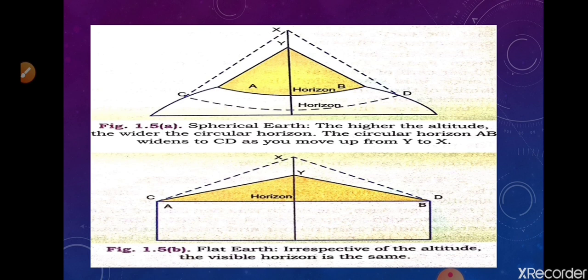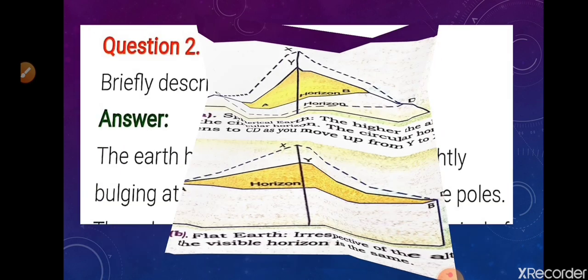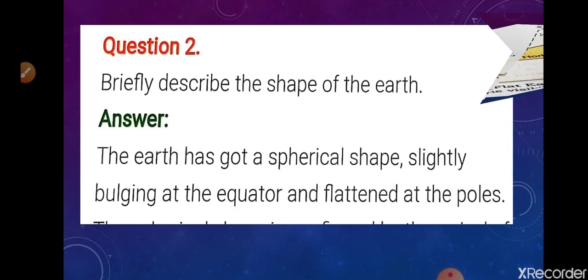The first answer you can write with the help of figure number 2 which is given in your book. I want to mention once again that in this answer there is no need to mention the figure, you only have to explain the facts. Now I am moving towards question number 2. Briefly describe the shape of the earth. The Earth has a spherical shape, slightly bulging at the equator and flattened at the poles. I hope you got this answer.